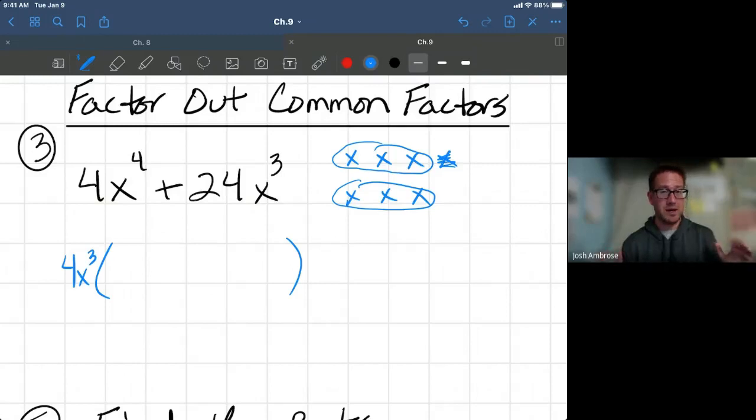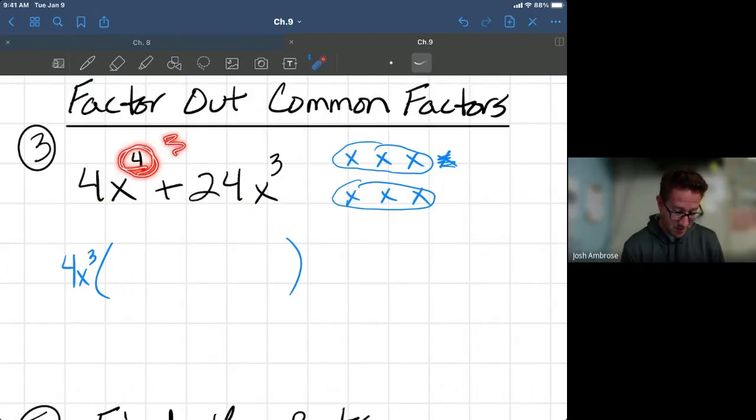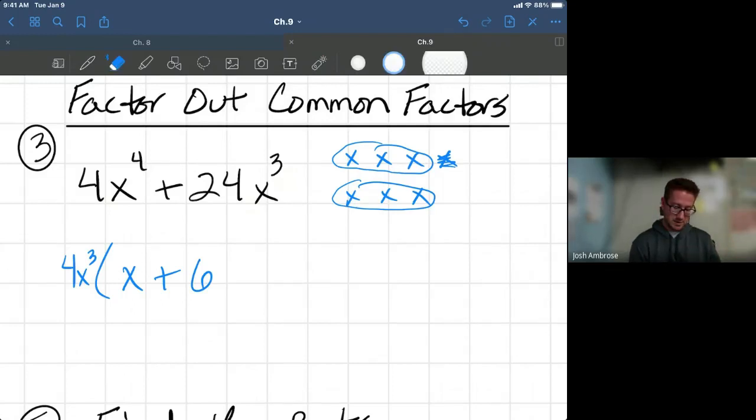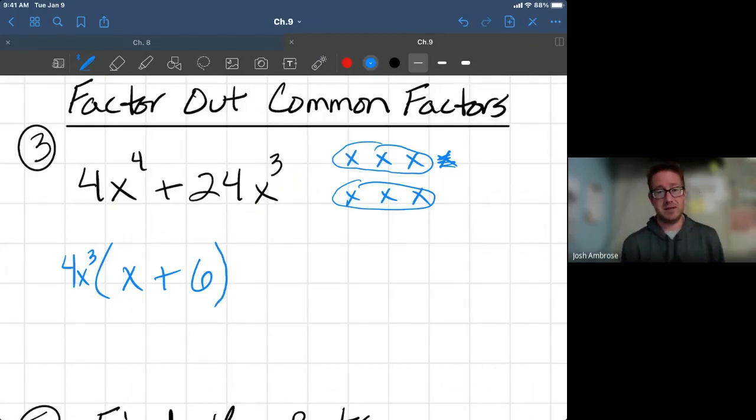So now what do I have left over? I had a 4, but I took 4 out, so that's gone. I have 4 x's. I took 3 of them out. That means I have an x left over. 24 divided by 4 is 6. Now look, I had 3 x's. I took all 3 x's out, so I don't have any. We can close this up a little bit more here. I don't have any x's left over in that second term.